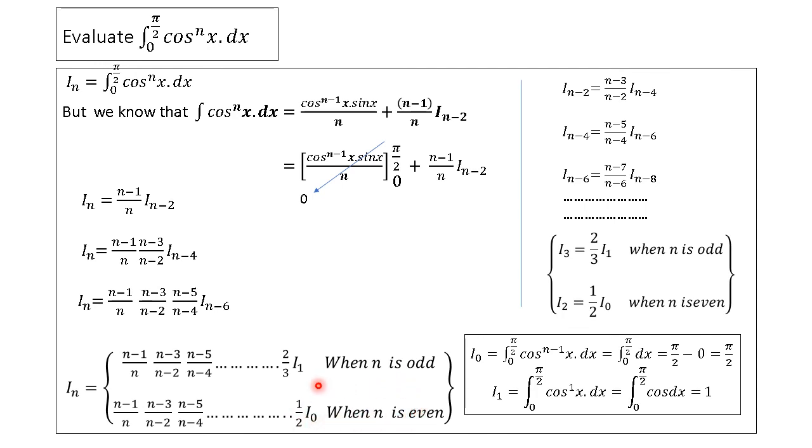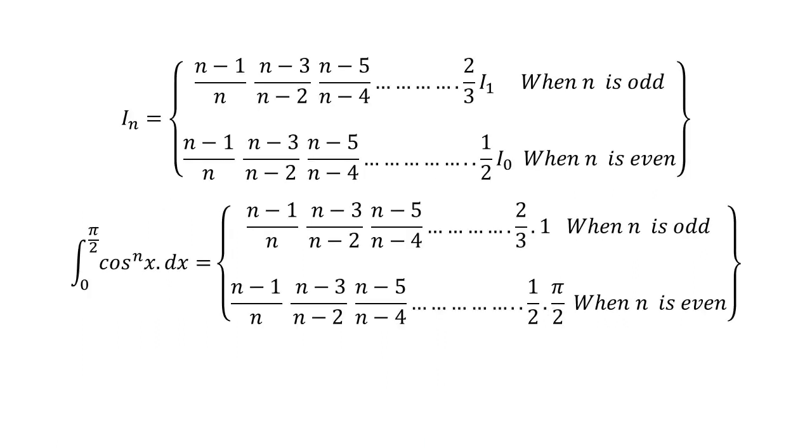In the next step, put the I1 value 1 and the I0 value pi by 2. Putting I1 is equal to 1 and I0 is equal to pi by 2, when n is an odd number, in the last it ends up with 1. When n is even, it ends up with pi by 2. This is the reduction formula for the integral from 0 to pi by 2 of cos to the power n x dx, which is equal to this one.